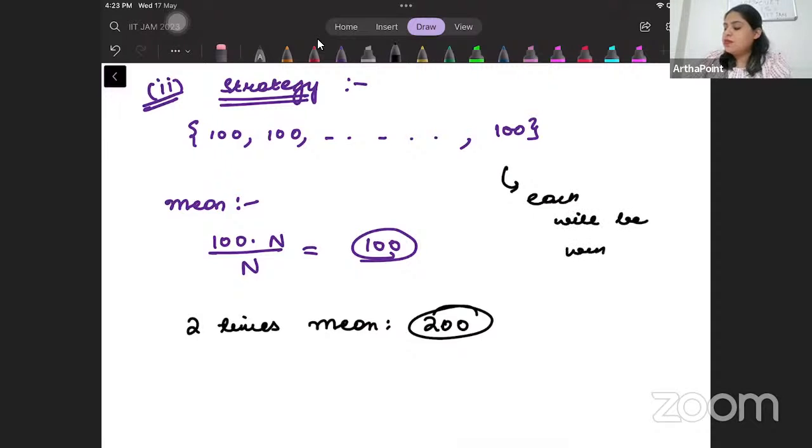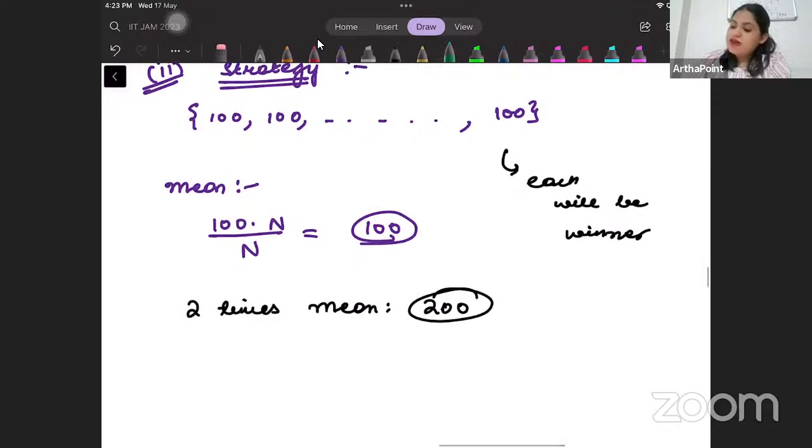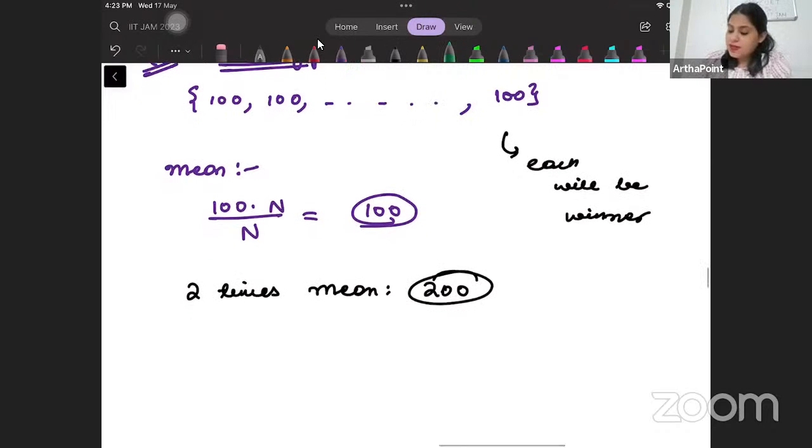Hai ki nahi hai beta? Now show an incentive to deviate. So let's say that one of the individuals deviates. So it will be 100, 100, 100, and one of them will be 99.